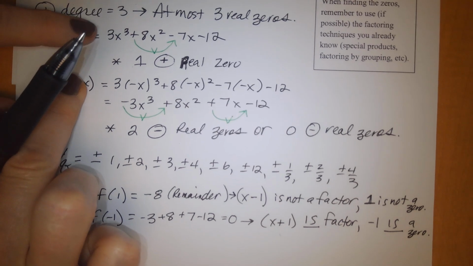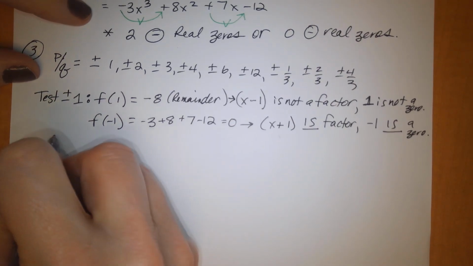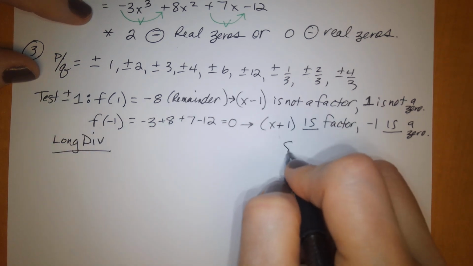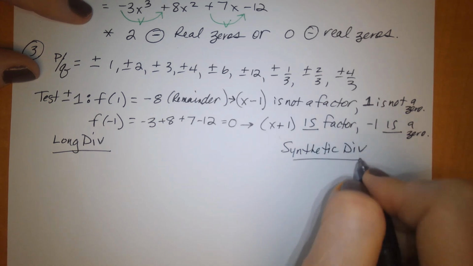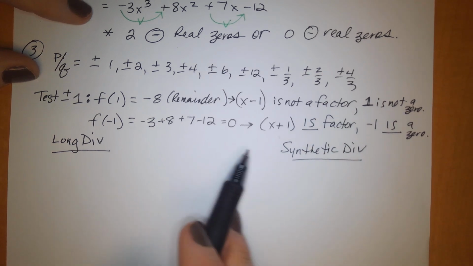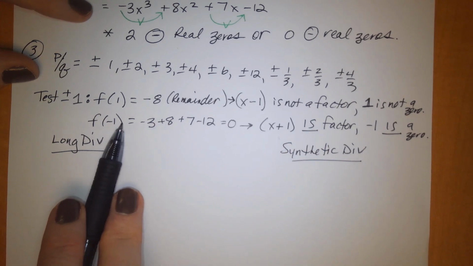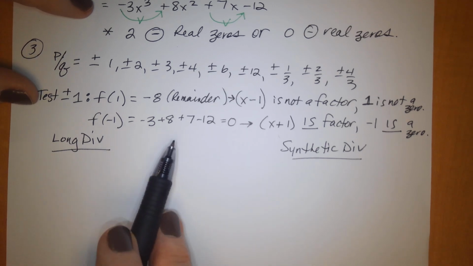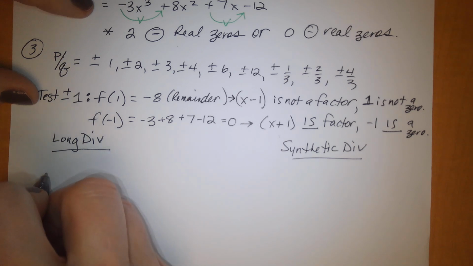So now, since I know it's a 0, what I can do is divide. There's two ways we can divide. We can divide using long division, and then there's also something called synthetic division, which I'm going to show you now. Since I know this is a factor, I'm going to divide this factor into the original polynomial to see what's left over. Since I know the remainder is 0, now I can do the actual division.